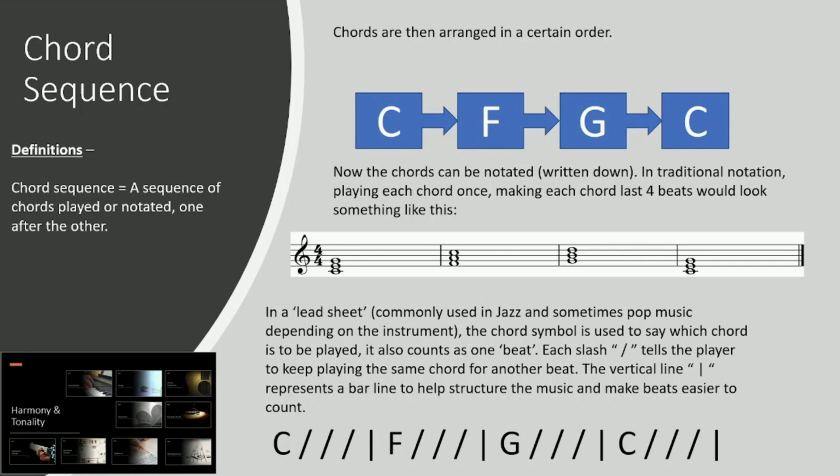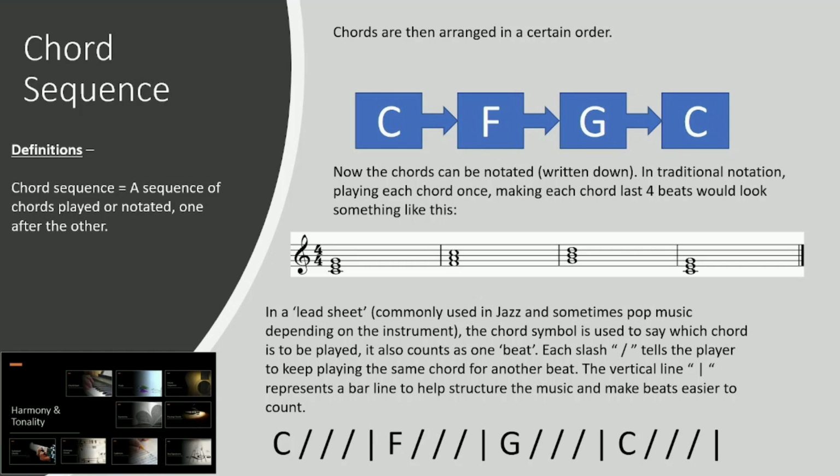Then the vertical line is a bar line. So even in a lead sheet, it's still organized into bars. There are 4 beats in each bar in this example, even though it doesn't have a time signature at the beginning. That's obvious because the actual beats are counted. So in the example, you can see we've got C major for 4 beats, F major for 4 beats, G major for 4 beats, then back to C major for 4 beats.